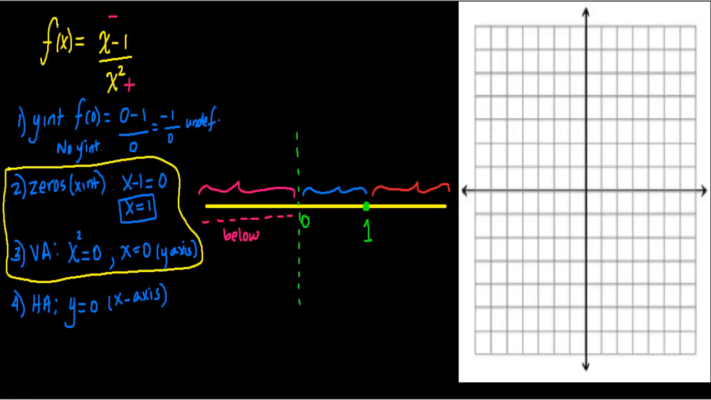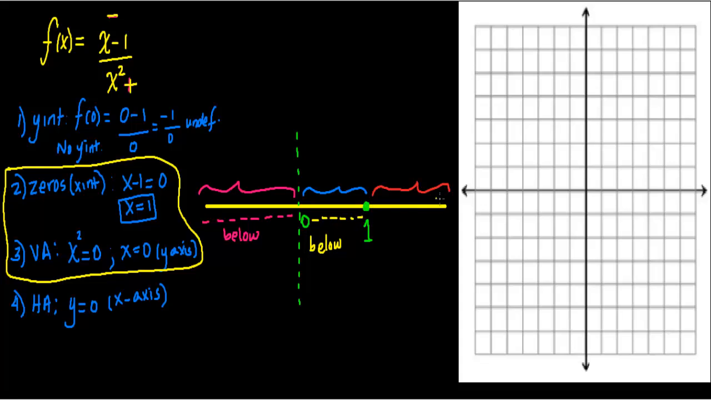Let's do 0 to 1. For 0 to 1, I'm going to choose 0.5. So when I plug in 0.5 and I take away 1 from 0.5, will this be negative or positive? It's going to be negative. When I plug in 0.5 and square it, this is going to be positive. Negative over positive, negative. That means that it's going to be below the x-axis.